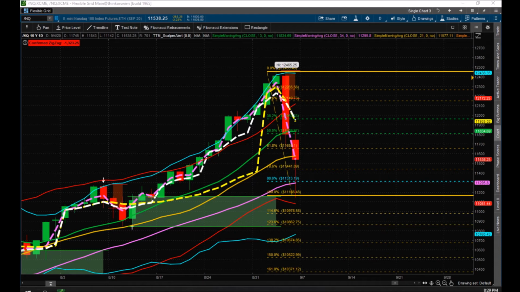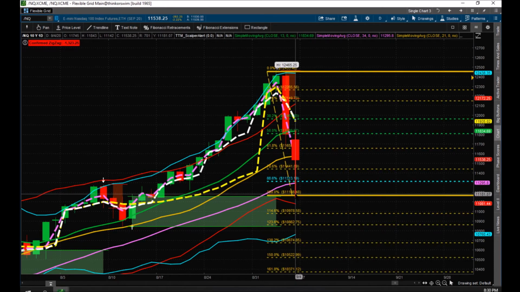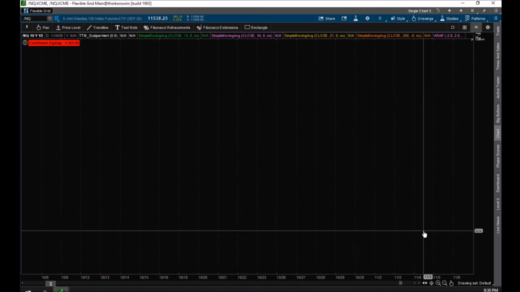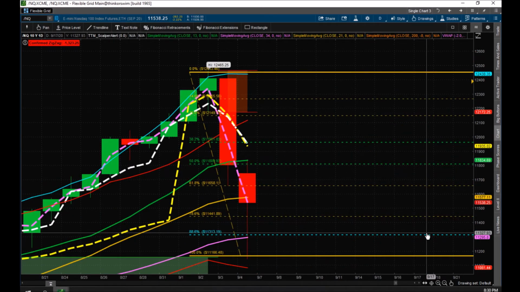You notice the bottom of the wick of the last candle. It actually dipped to almost slightly below 11,200. Yes, the last candle, right here. And yet it bounced up.